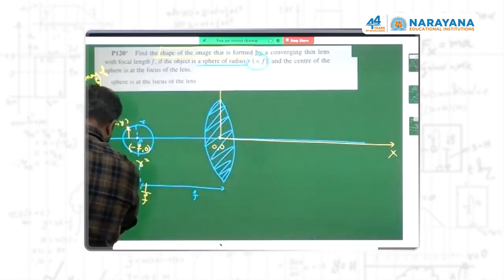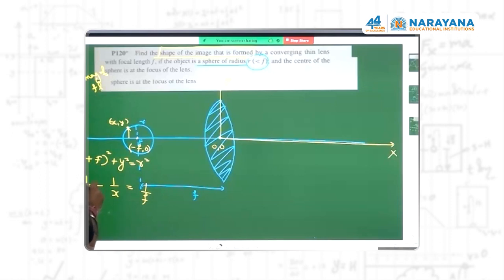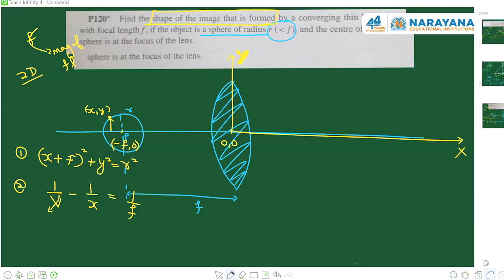That's the first equation. Remember, this v behaves as the x coordinate of the image for me. Indirectly, what I'm saying is 1 upon x image is 1 upon f plus 1 upon x. So your x image is f times x upon f plus x. I'll use it afterwards. x image is this.